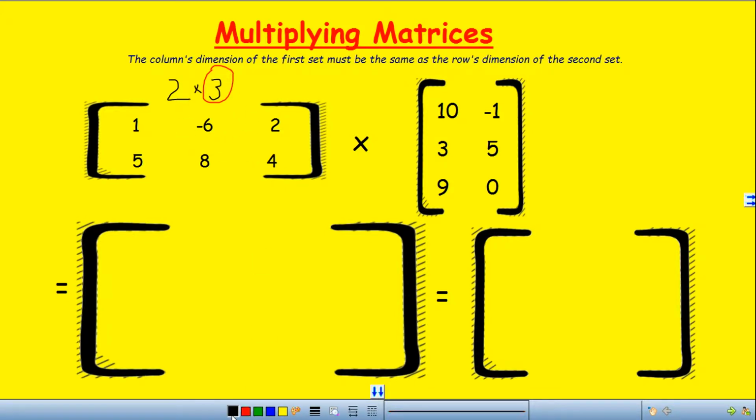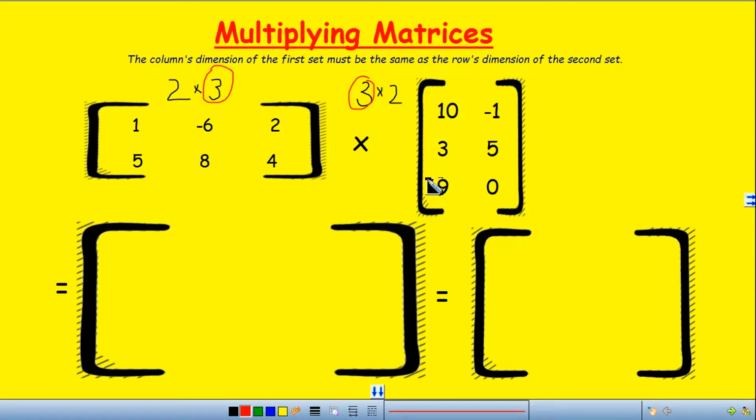So let's look at the second set. Let's count how many rows we have, which are 3, by how many columns we have, which is 2. So in the second set, we need to take note of the rows dimension, which in this case is 3. So since both of these are the same, then we can multiply these matrices.